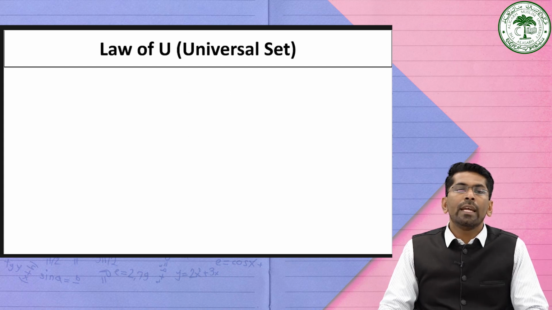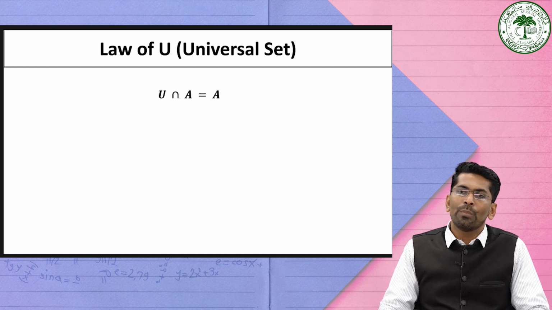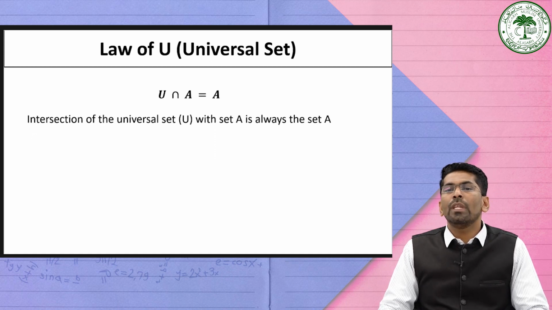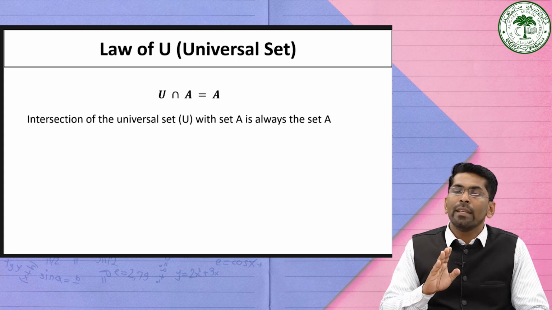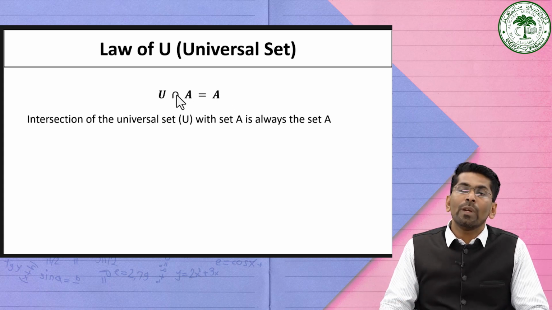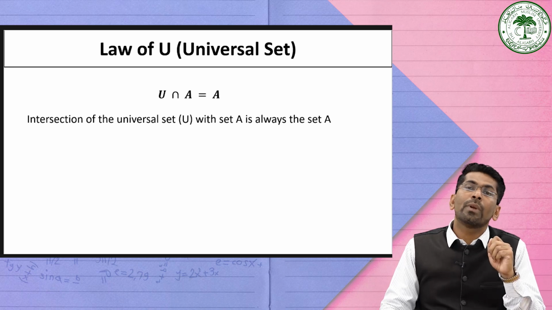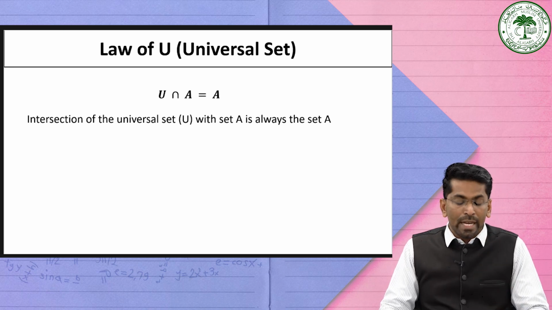Now another one, that is the law of the universal set, which says that the universal set intersection A is equal to A. This law proves that the intersection of the universal set with set A is always set A, because every element of set A is also in the universal set. So the intersection doesn't add or remove any elements from set A.